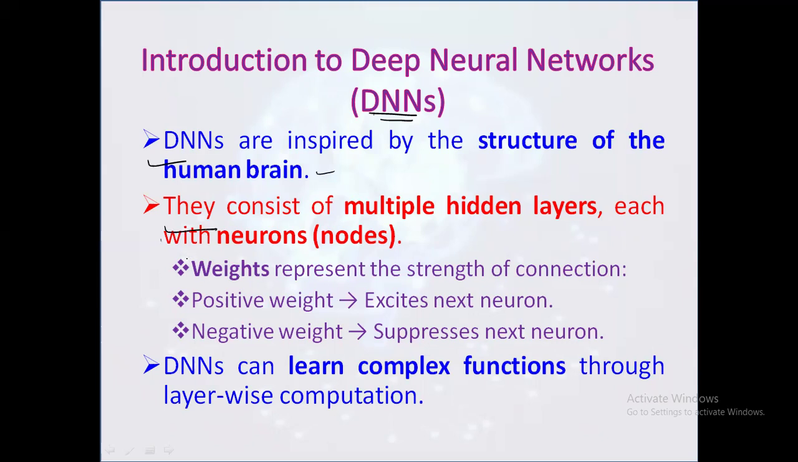They consist of multiple hidden layers, each with neurons. The neurons, we are calling them nodes. A deep neural network is composed of several layers: an input layer, multiple hidden layers, and an output layer. Each hidden layer contains many neurons or nodes, and the depth, the number of hidden layers, allows the network to learn abstract patterns in data. As information moves deeper into the network, it is transformed in increasingly complex ways.